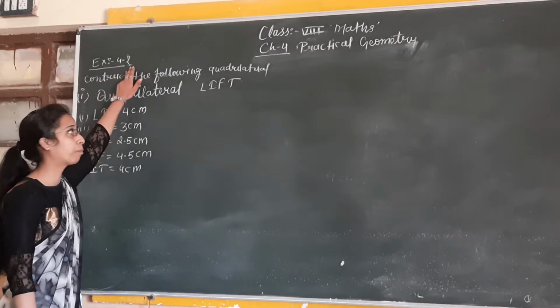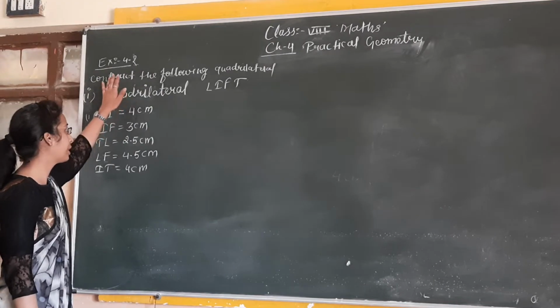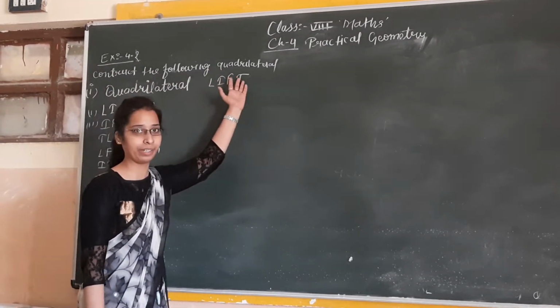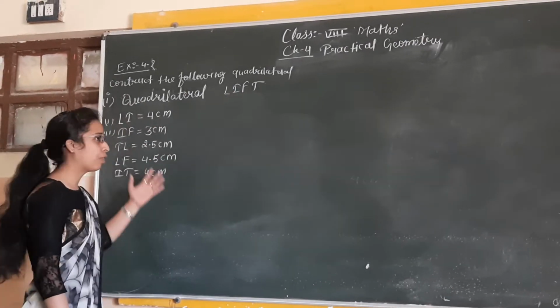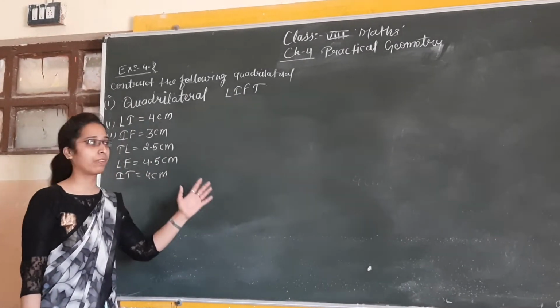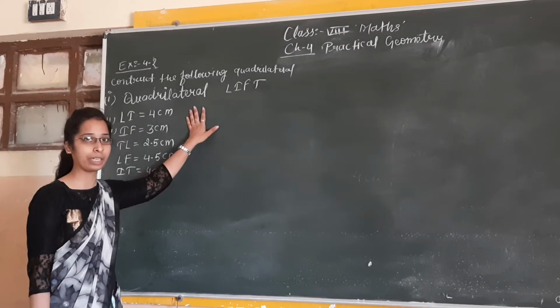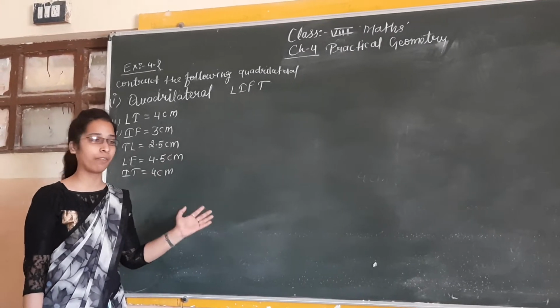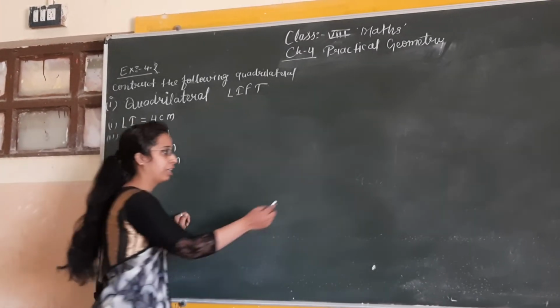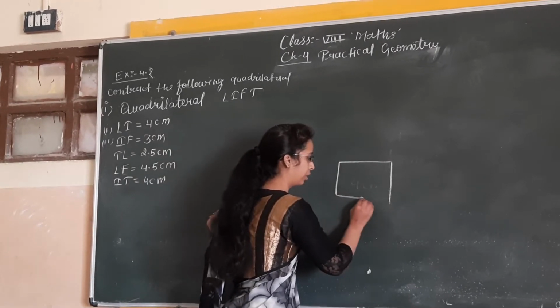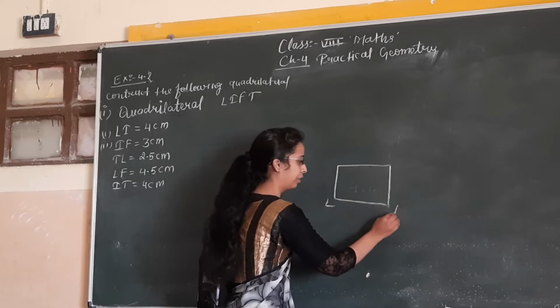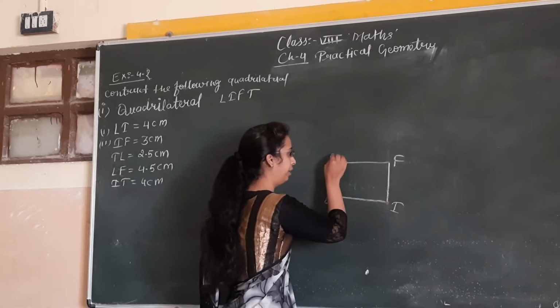Starting exercise 4.2. The first question is to construct the following quadrilateral, quadrilateral LIFT. In the previous class we studied how to make a quadrilateral. Firstly we have to draw a rough sketch of LIFT. So let's see. We draw LIFT, with vertices L, I, F and T.